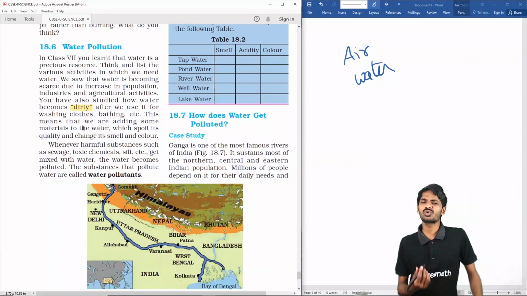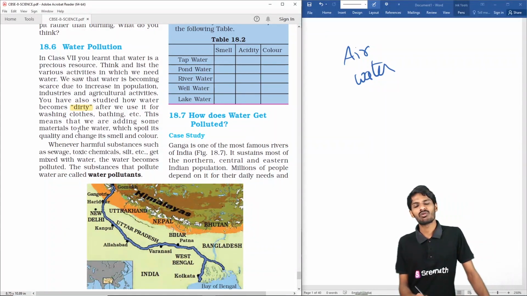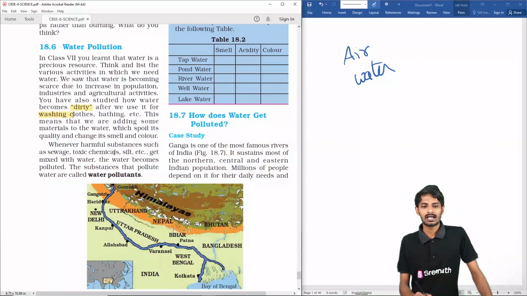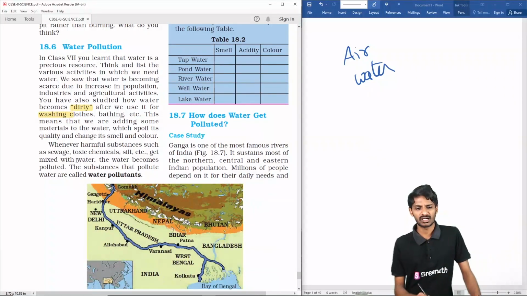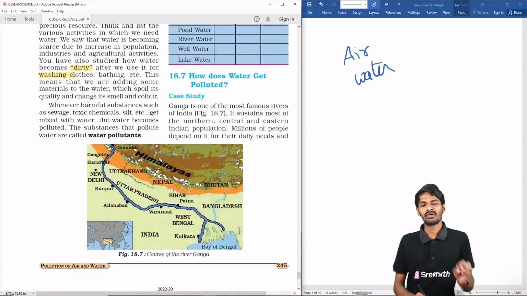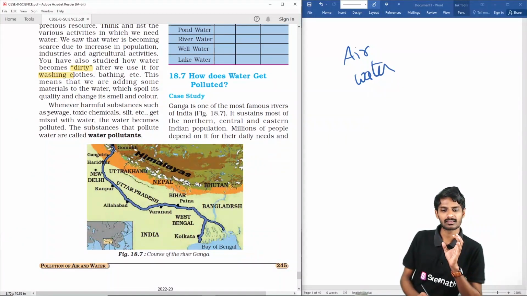We also use so much water for different purposes, and we always make water dirty by washing clothes, bathing, etc., students, which spoils the quality of the water. Whenever harmful substances such as sewage, toxic chemicals, and silt are mixed with water, the water gets polluted, and it is called water pollution, students.